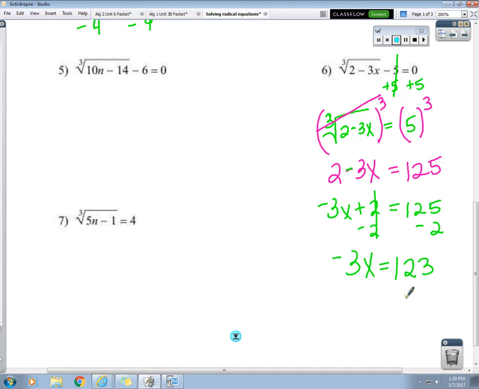And then what do we do to both sides? Divide by negative 3, and x equals negative 41. Okay, any other questions on the front? Okay, let's go to the back.